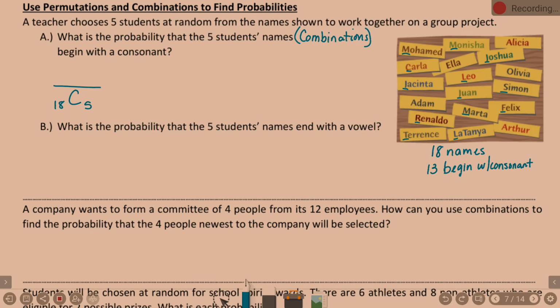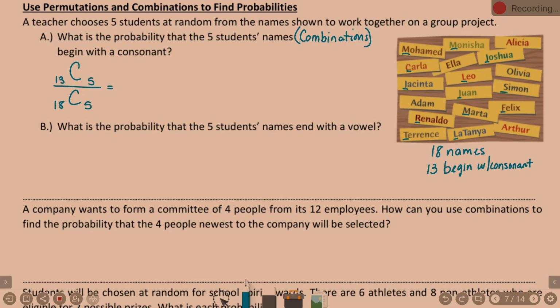13C5? Because we're picking how many names from? And that's 13. 13C5. Now, I'm all in favor of you guys knowing how to do the setup, but do we really need to do setup over setup? We practice a bunch on the other page, yes?